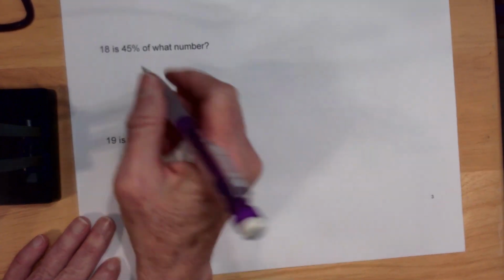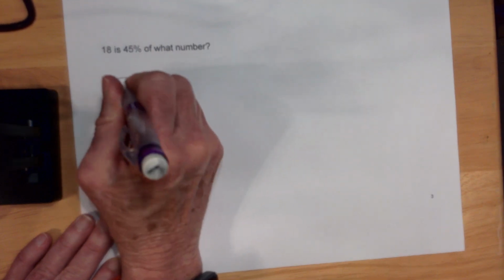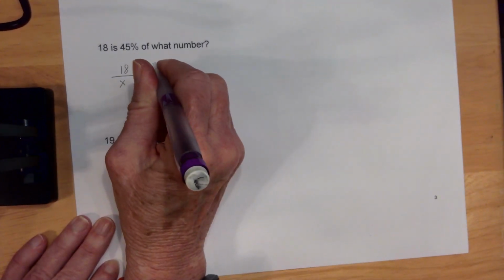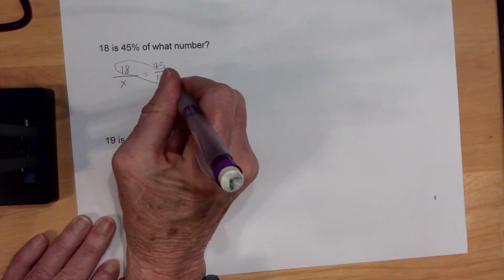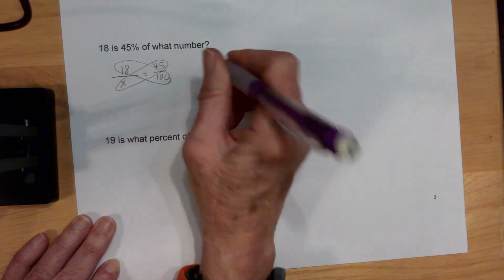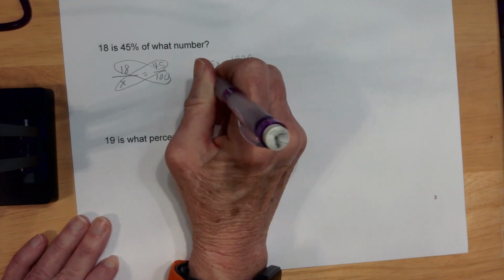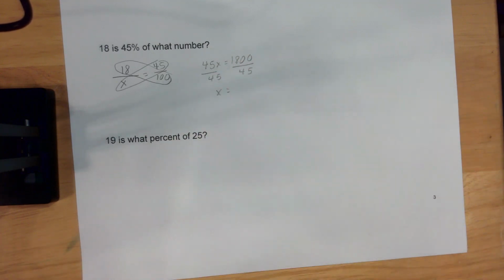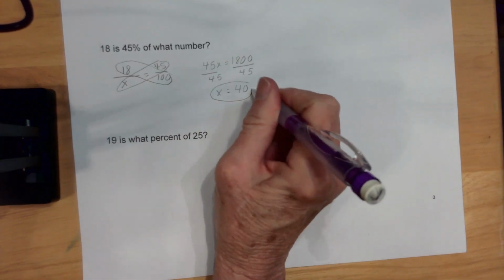Okay, 18 is 45% of what number? Notice of is in front of the unknown, so the unknown goes on the bottom. The 18 goes on the top. The 45% is made into a fraction. So now you have your proportion percent. You're going to cross product. So you have 45x is equal to 1,800. You're going to divide both sides by 45. And you're going to get x is equal to 40. Now, it's not asking for the percent, so there's not a percent on the answer.